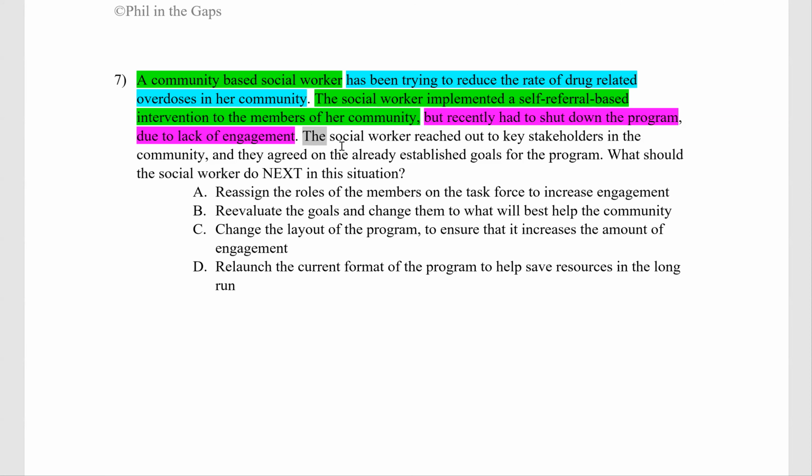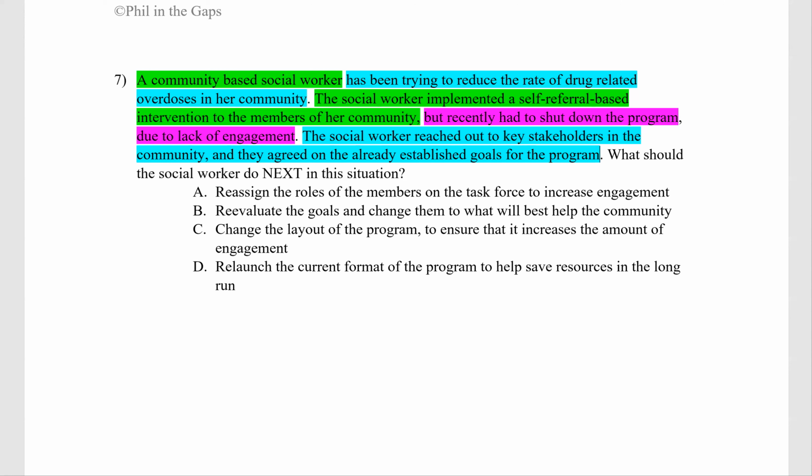The social worker reached out to key stakeholders in the community. They agreed on the already established goals for the program. They're like, throttle down, we still want you to help reduce the rates of drug related overdoses in the community. What should the social worker do next in this situation?